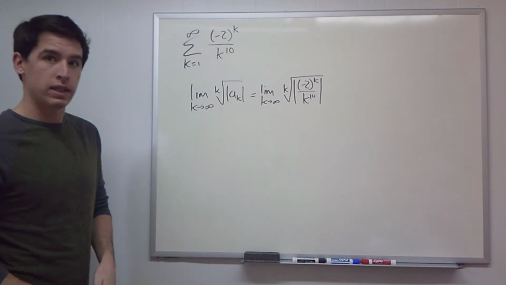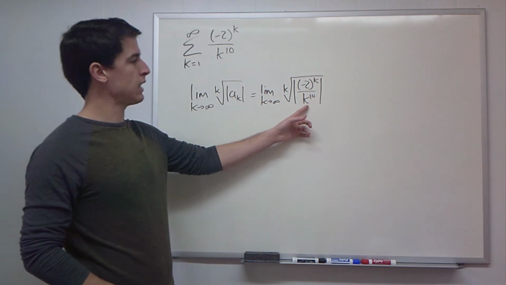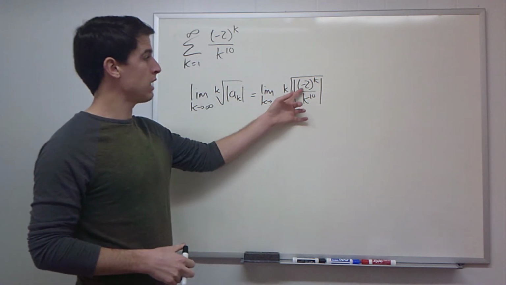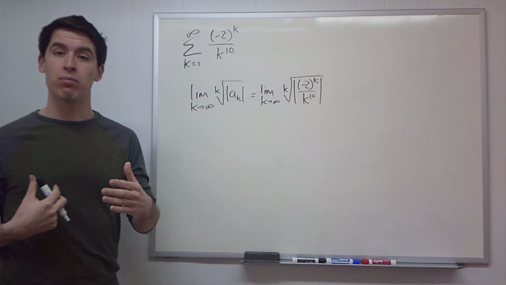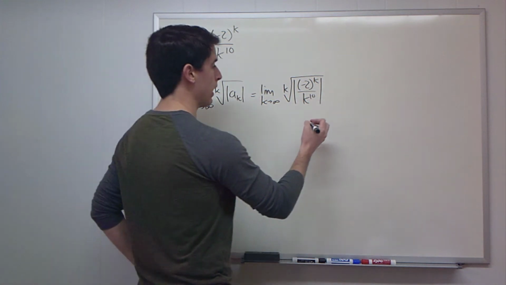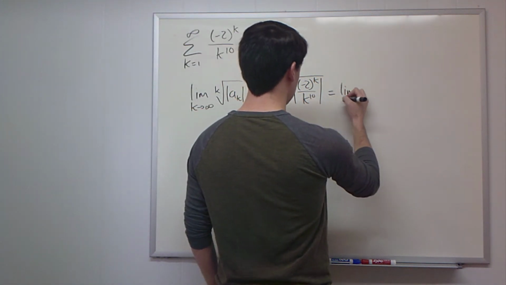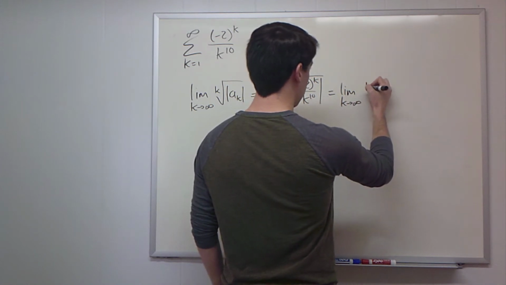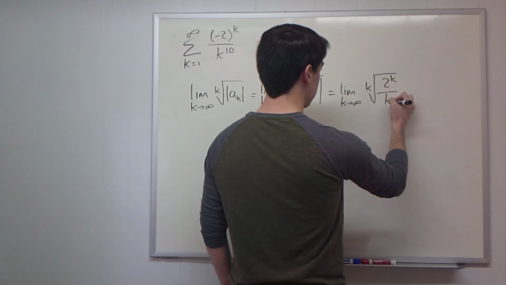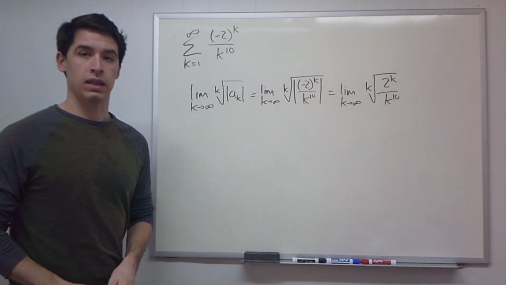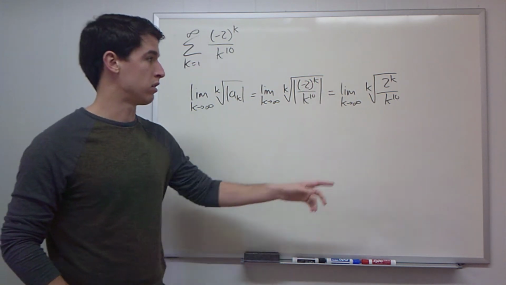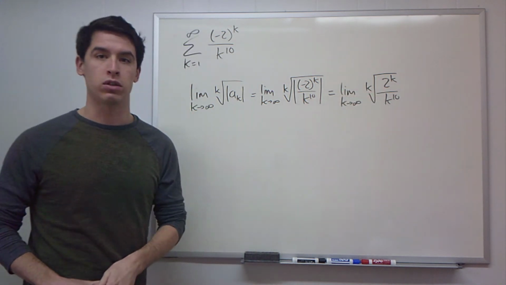Right? And let's think about what this absolute value does. The k to the 10 will always be positive because k is positive. And the negative 2 to the k might be positive, it might be negative. But once we take the absolute value, it's always positive. So I can just think of this as the limit as k goes to infinity of the kth root of positive 2 to the k divided by k to the 10. I can just move the absolute value inside and turn this negative 2 into a positive 2.